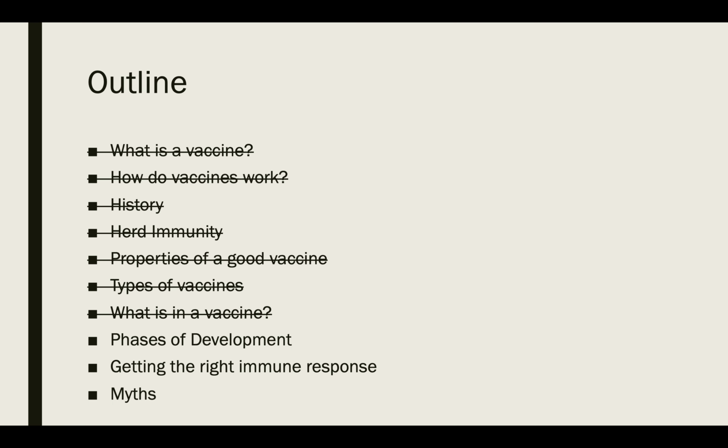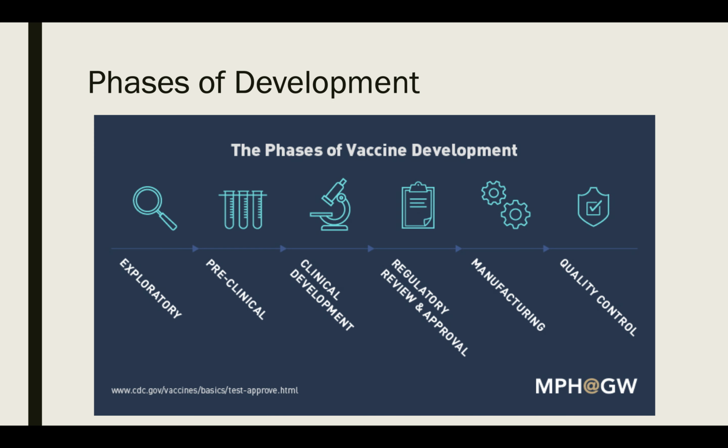Okay, so we've gone through all of this. We're on to phases of development. Thank you all for sticking with me. I love this stuff, so I'm really excited to teach it this semester. So these are all the basic stages of vaccine development. There's the exploratory phase, preclinical, clinical development, regulatory review and approval, manufacturing, and then quality control. Really, because this is A&P and we're covering the immune system, I'm only going to talk about the exploratory and preclinical phases of vaccine development.